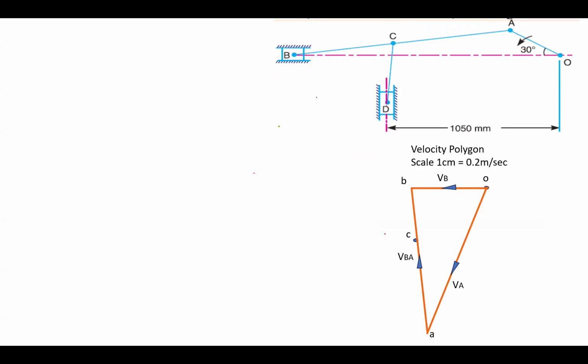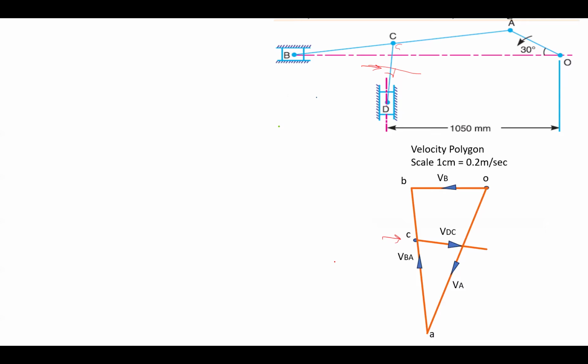After getting the C point, the next link is CD. The velocity vector will be a perpendicular line to CD. But you have to draw this perpendicular line in this vector diagram. From where to draw? Either the C or D point should be available here. So we have the C point. Draw a perpendicular from C to the CD link. This is the perpendicular to CD and this is the velocity of D with respect to C.